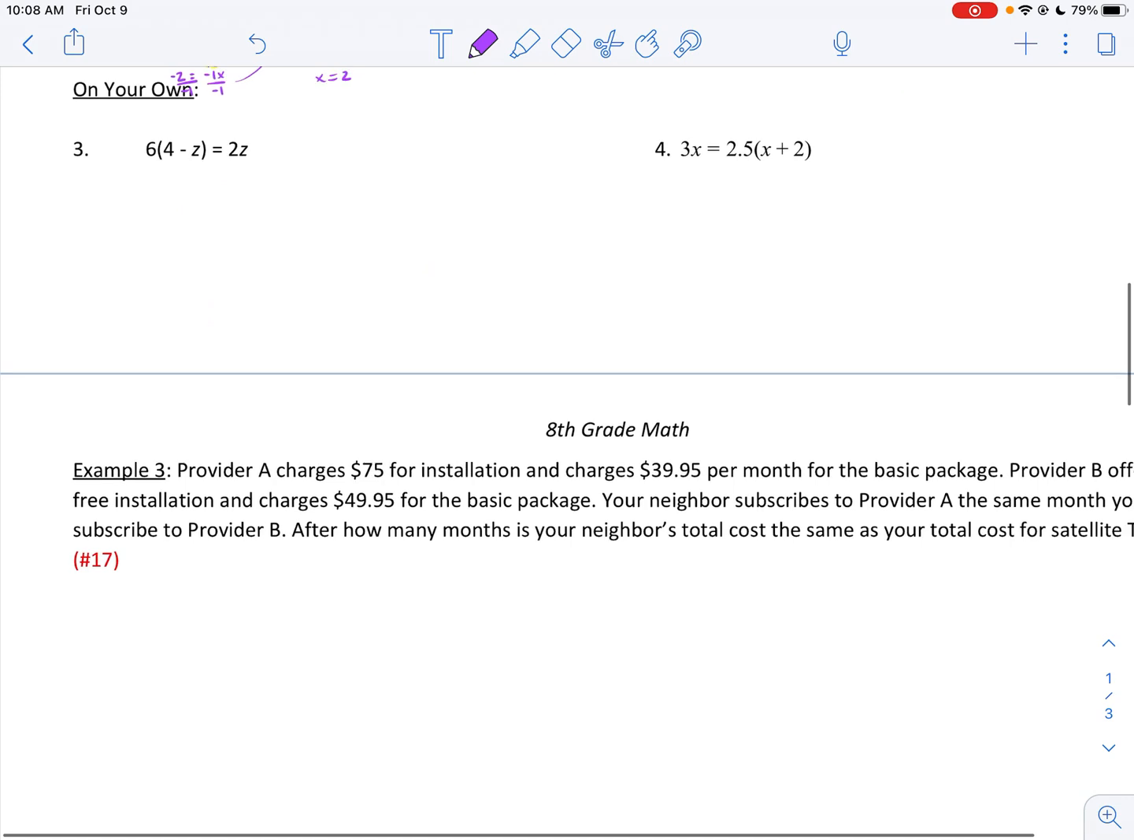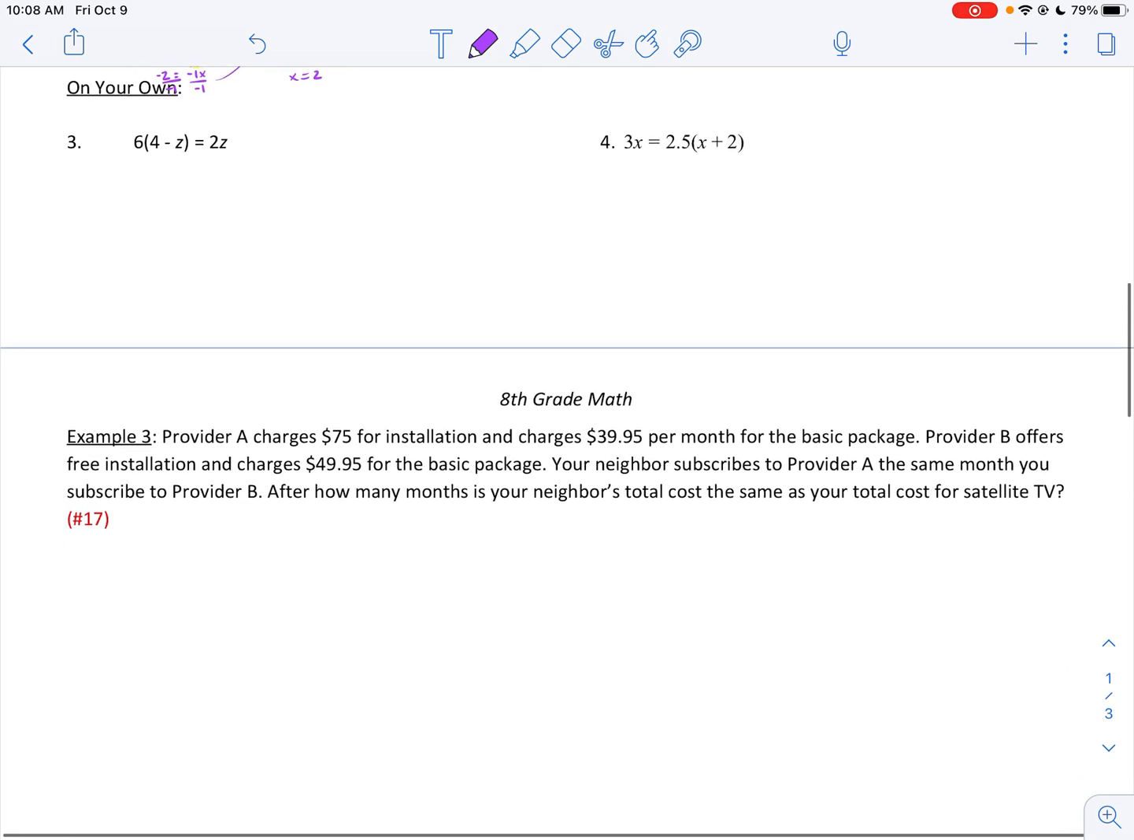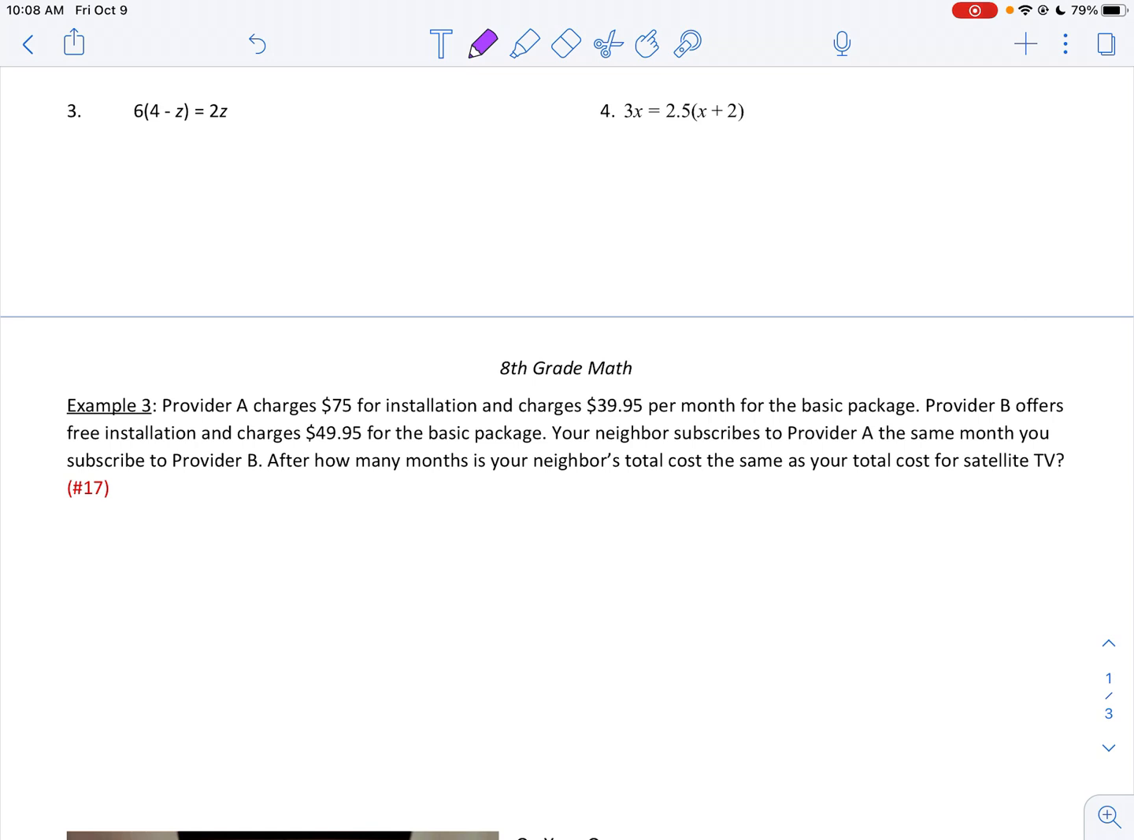Okay, moving on to example number 3. Provider A charges $75 for installation and charges $39.95 per month for the basic package. So it looks like a flat fee of $75 plus $39.95 per month. So per means multiplication. Provider B offers free installation and charges $49.95 for the basic package. I'm assuming per month. Per month, typo. Your neighbor subscribes to provider A the same month you do B. After how many months is your neighbor's cost the same as your cost?